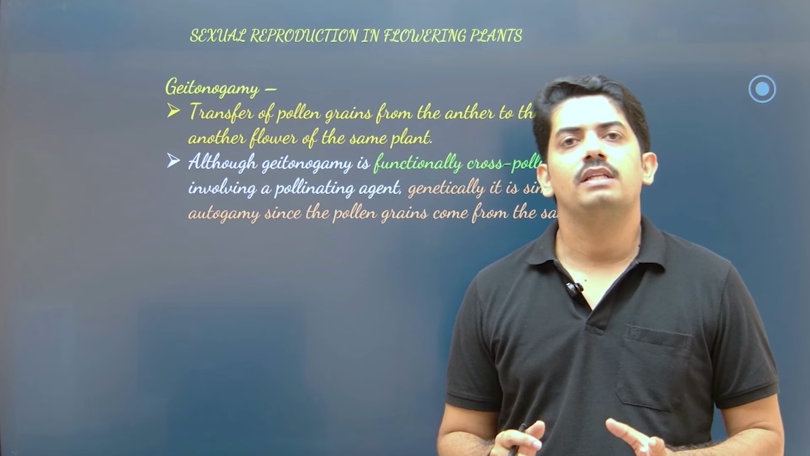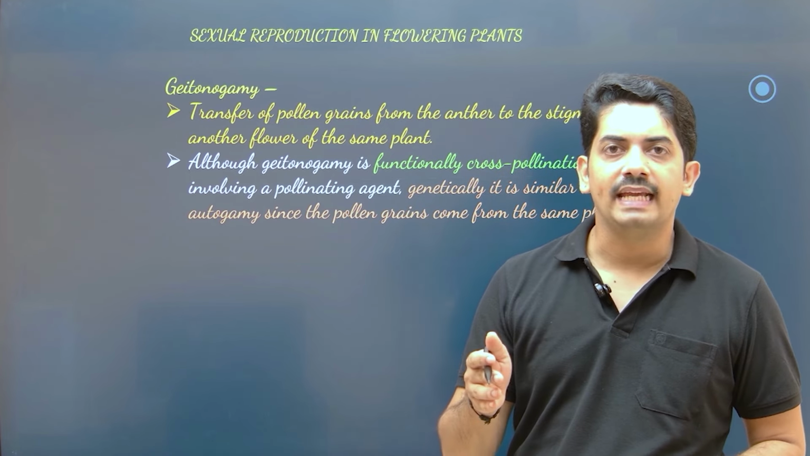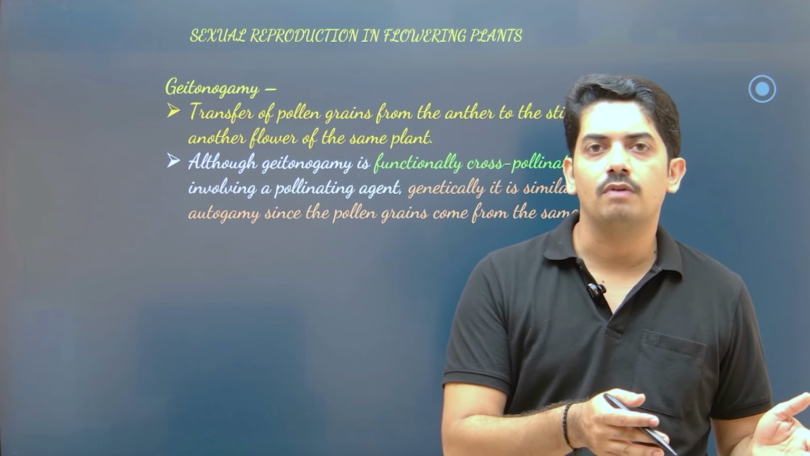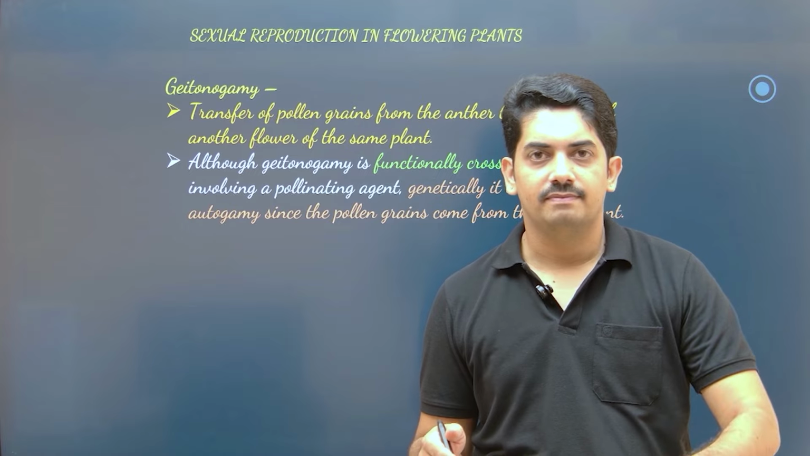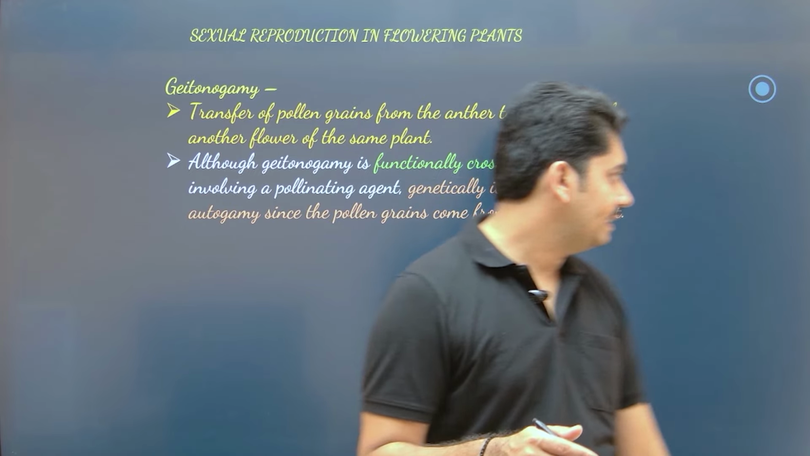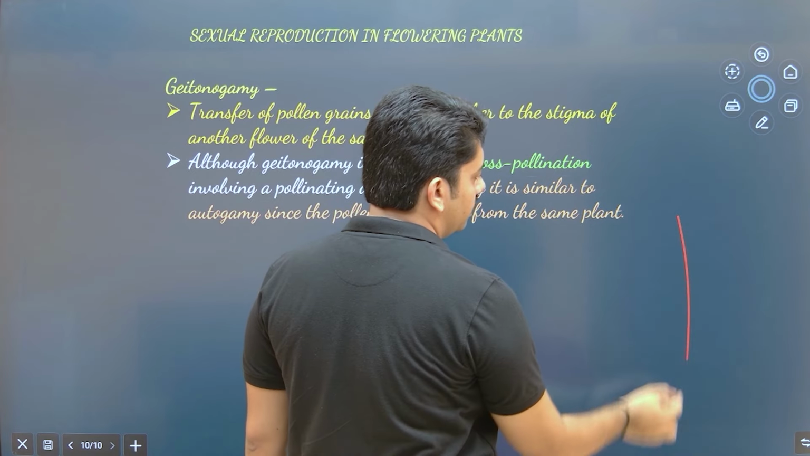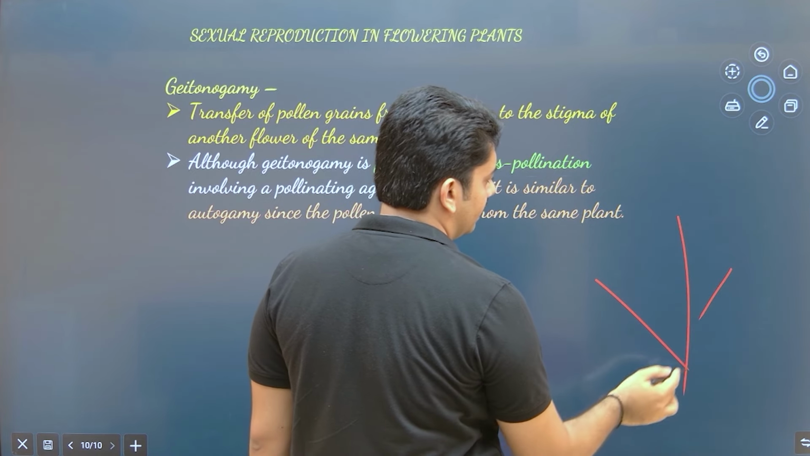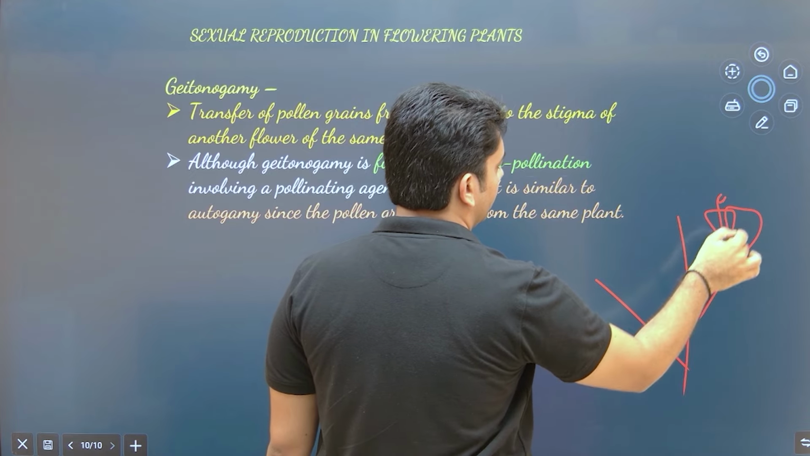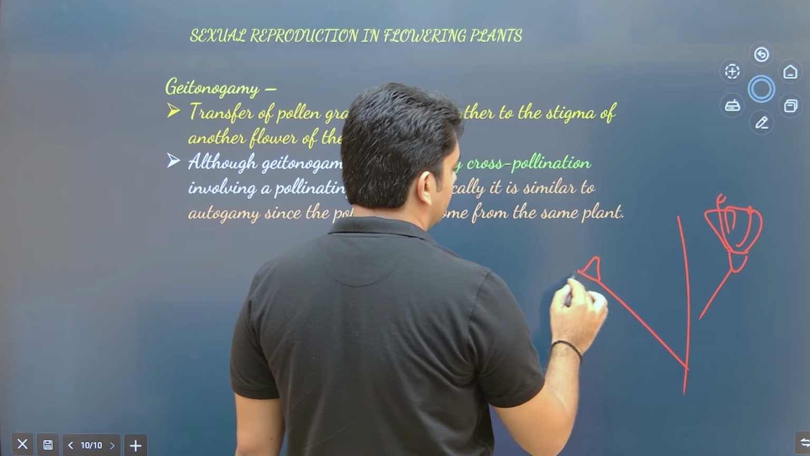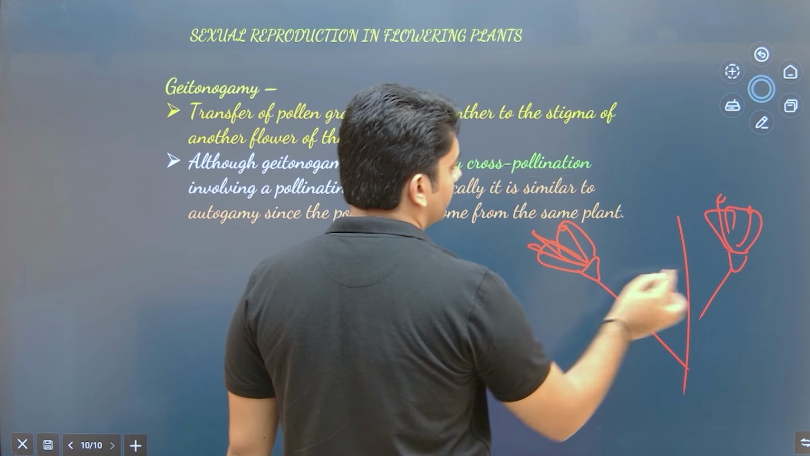Now geitonogamy, this is very interesting. What is geitonogamy? It is somewhat like self-pollination only. Here transfer of pollen takes place from anther to the stigma of a different flower of the same plant. So let us say that here there is one plant which is producing many flowers like this. Here there is one flower, here another flower, okay.